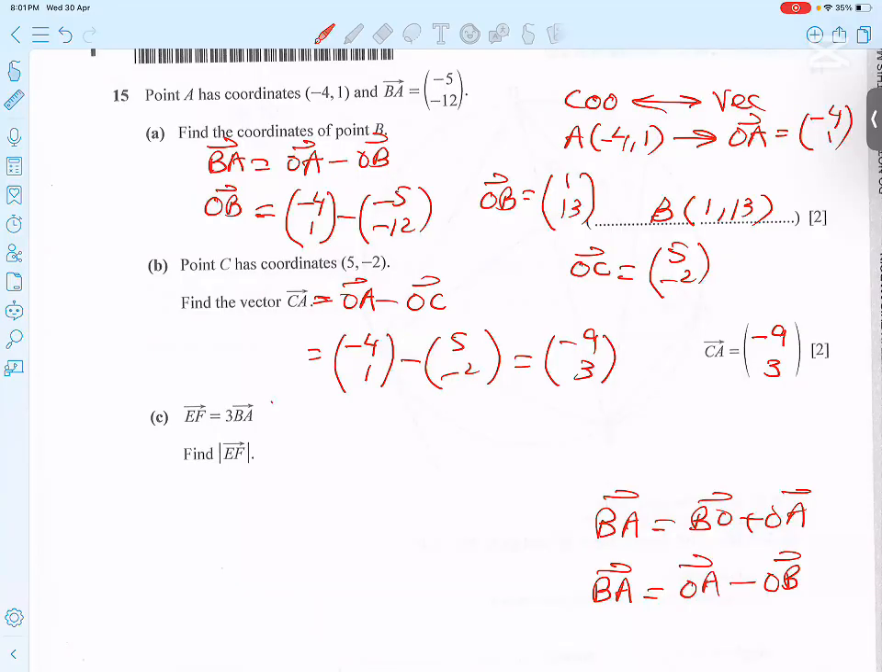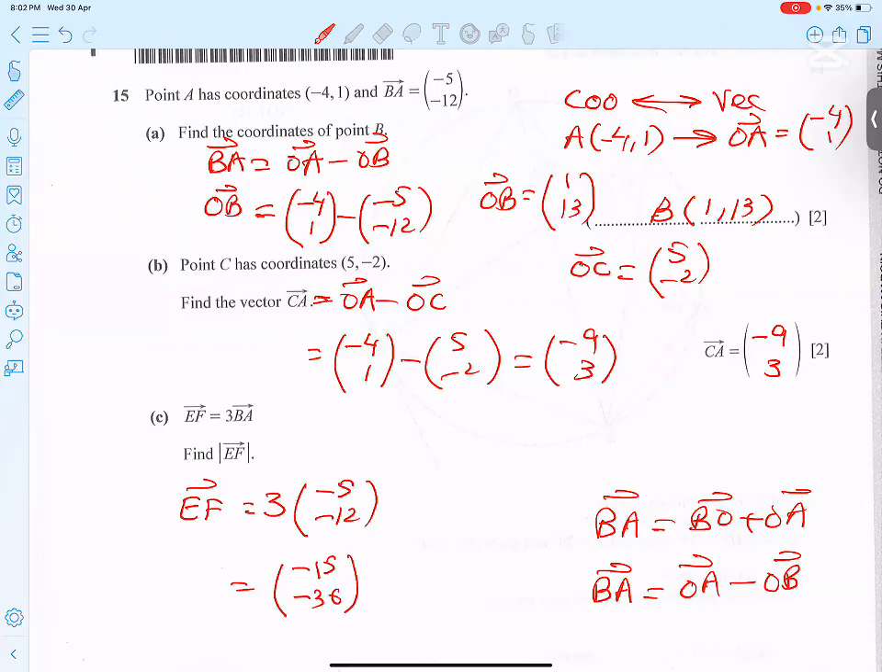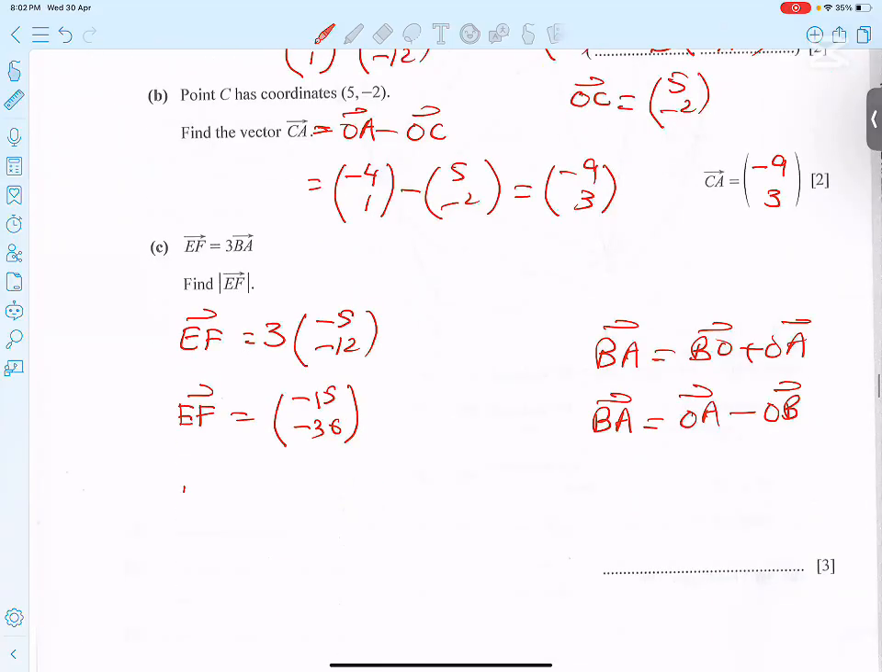And now he's asking, this one is given, and find out the EF modulus. Basically, the EF vector consists of 3 times 2 BA, and BA is luckily given. So I'm multiplying with that. So I got it, students, -15 and -36. This is EF. So if you're looking for the modulus, what to do? Just like the Pythagoras theorem. So square them and add them.